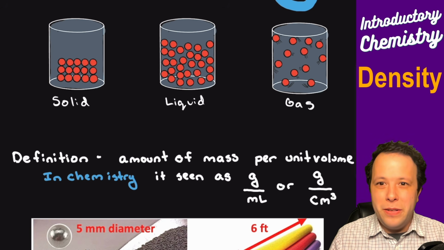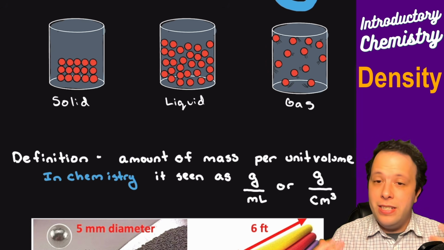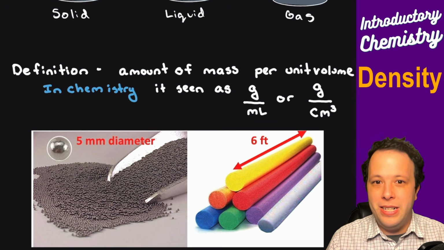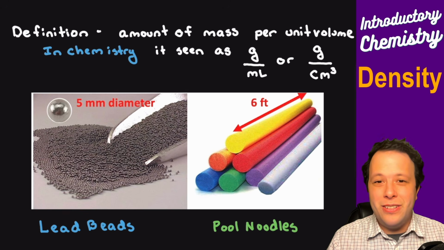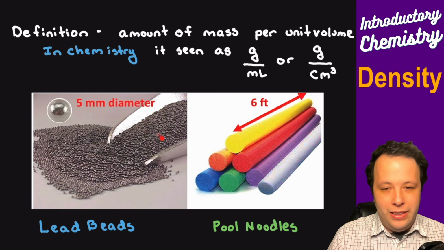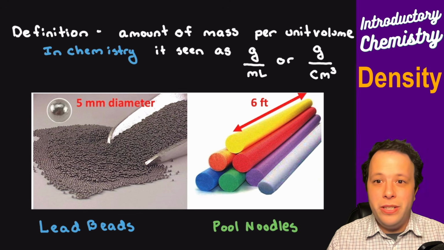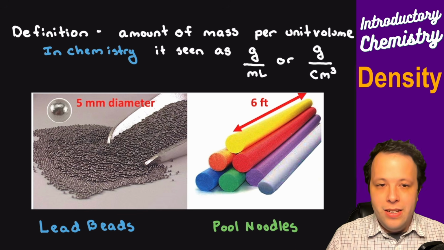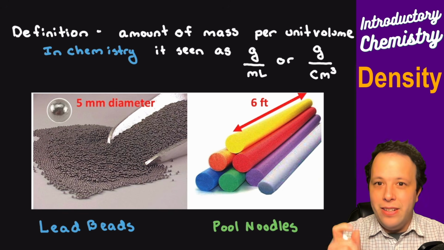So what we're actually going to be doing is combining units together because we're interested in how much mass occupies a given space. Now, why is that so important? Well, this is one of the intrinsic properties of matter. So if I had, let's say, an example I like to use in my classes here, I have lead beads on the left, and then I have a pool noodle. And if I ask you which one do you think is more dense? What it means by more dense means that there's more mass in a given volume.